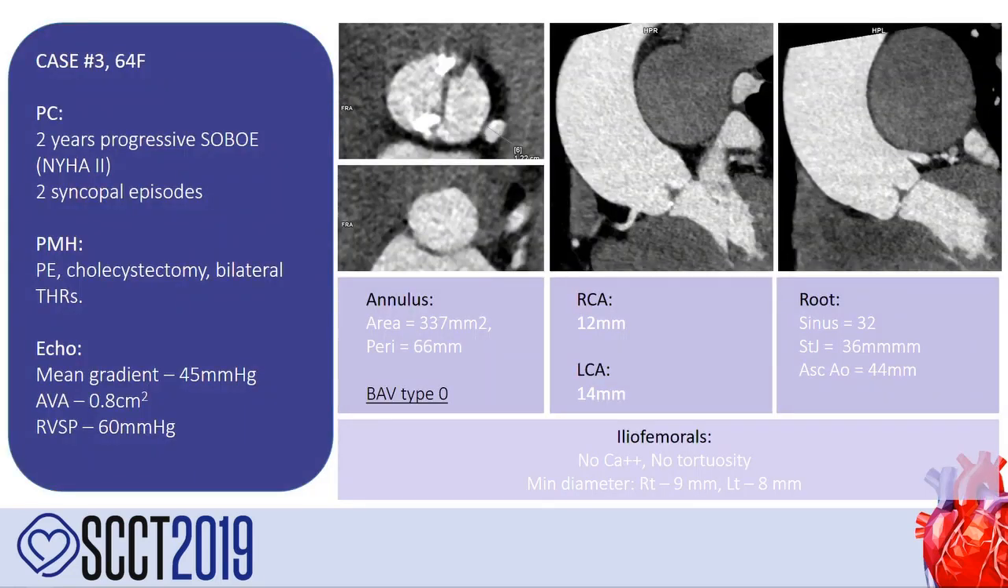Final case, a 64-year-old female with 2 years of progressive shortness of breath on exertion and 2 syncopal episodes, the most recent of which has landed her in hospital, and workup for these episodes. She's had a previous PE in the distant past, cholecystectomy, bilateral total hip replacements, markedly raised gradients again, but also an elevated right ventricular systolic pressure.